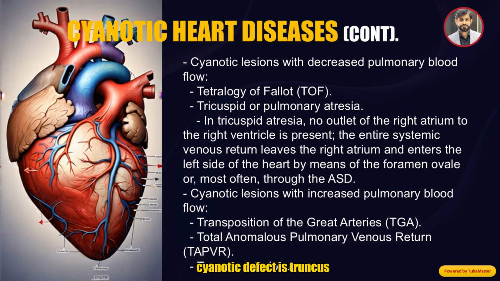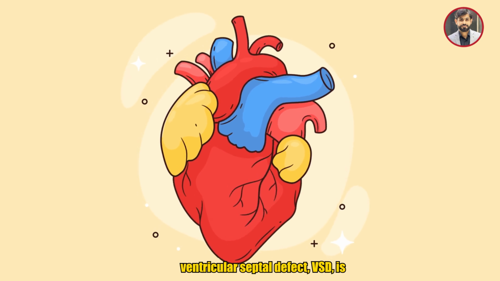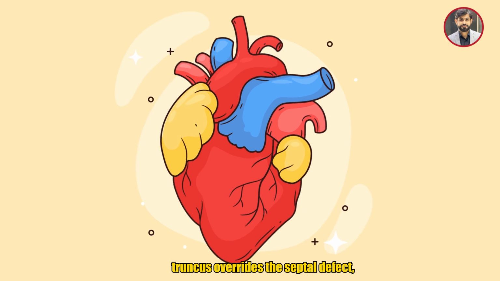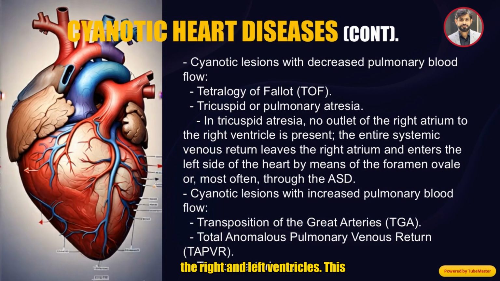Another cyanotic defect is truncus arteriosus. In this rare but severe condition, a single arterial trunk, known as the truncus arteriosus, arises from the heart and supplies the systemic, pulmonary, and coronary circulations. A ventricular septal defect, VSD, is always present in this anomaly, and the truncus overrides the septal defect, receiving blood simultaneously from both the right and left ventricles.